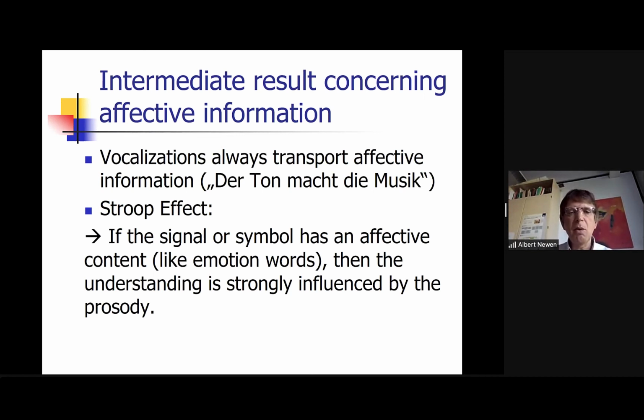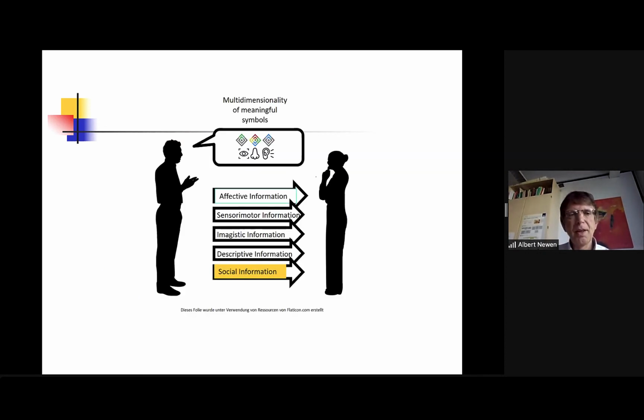If a signal or symbol has an affective content, like the emotion words, then this understanding is strongly influenced by the prosody, while we always have some transport of affective information. Now let's have a short look at social information.